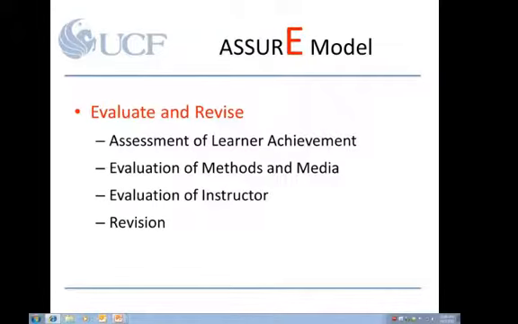And then lastly is revision, looking at the assessment of learner achievement. Let's say, for example, objective number 3 wasn't met by 75% of the class. I would look at the methods and media I used to implement or to address objective number 3, and then I would revise that based on feedback. And other issues of revision as you go through is did the instructor provide enough support in different areas? If not, then revise the directions for the instructor role at certain elements of the lesson.